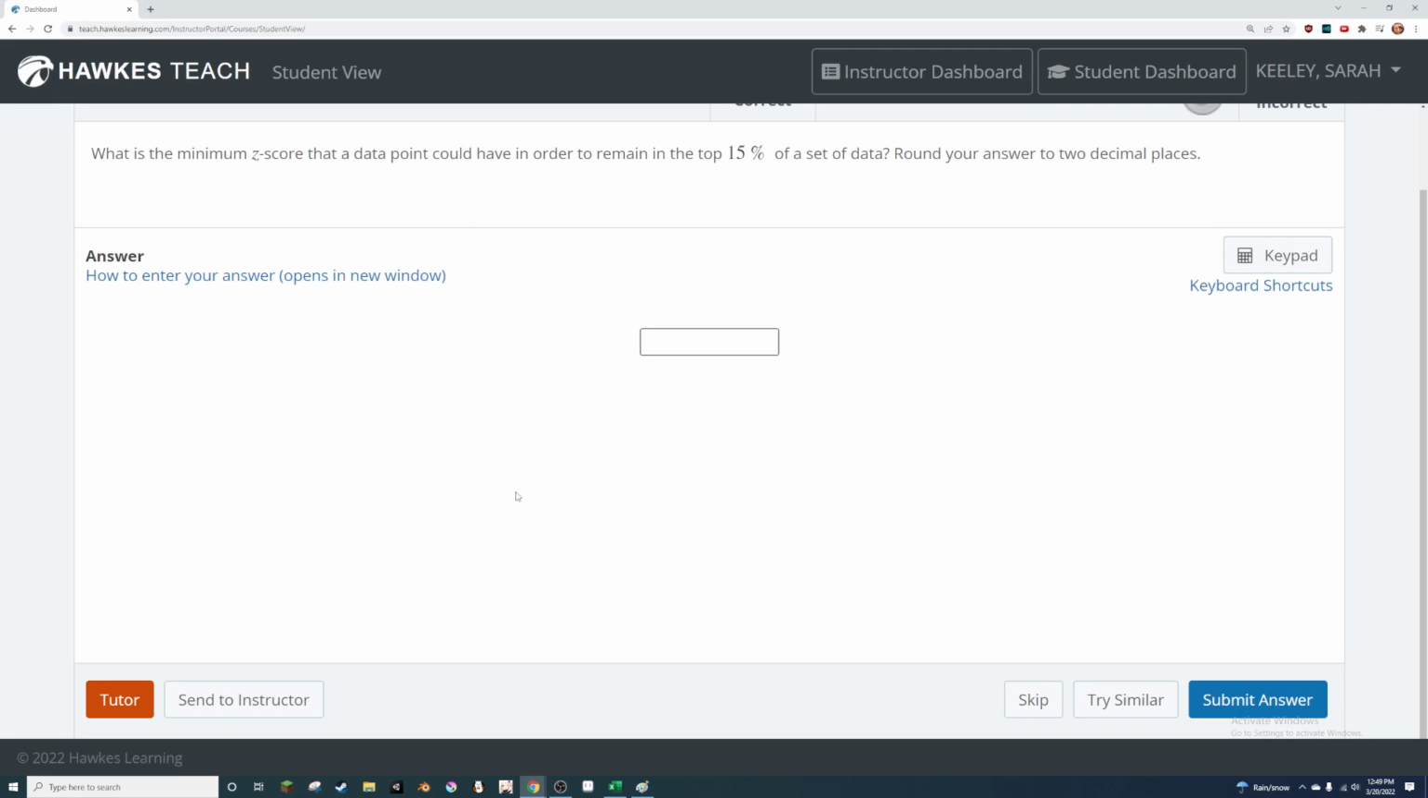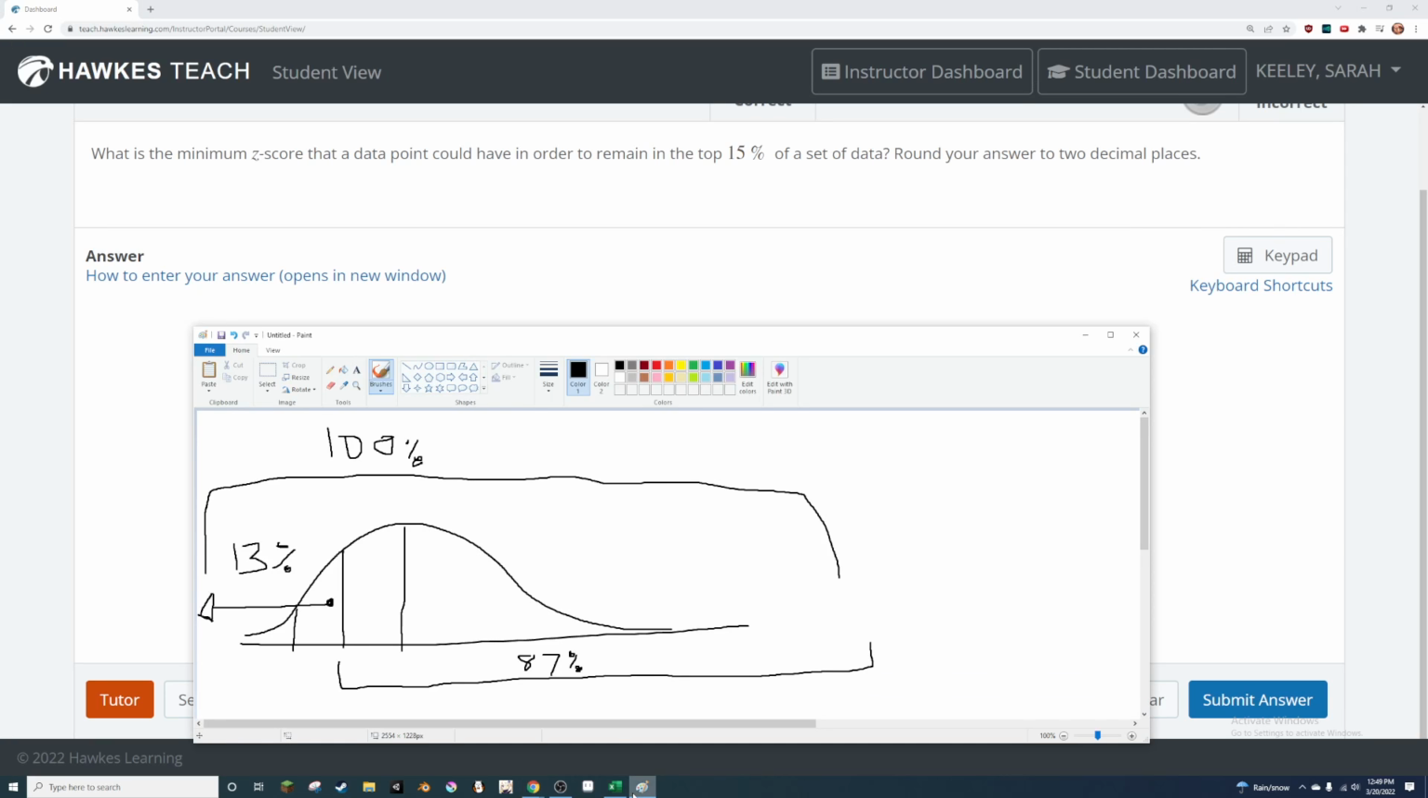Okay, so here's one that is saying, what is the minimum z-score that a data point could have in order to remain in the top 15% of a set of data? Round your answer to 2 decimal places. Now, if you remember, when we are calculating with the NORM.S functions, it calculates everything to the left. And so our z-score is going to be about right here. We don't know what it is for sure. That's what I'm thinking it might be.